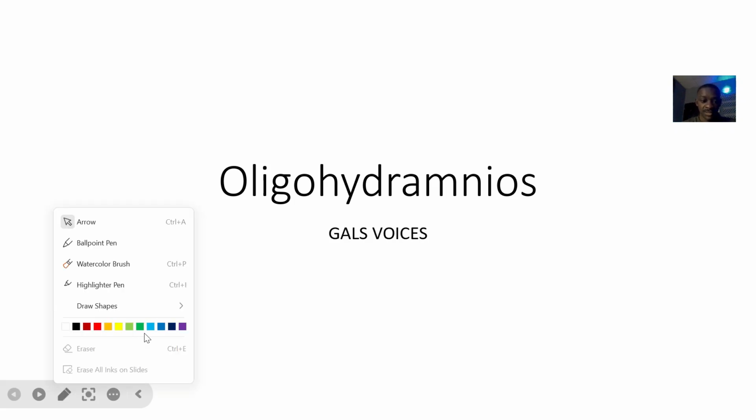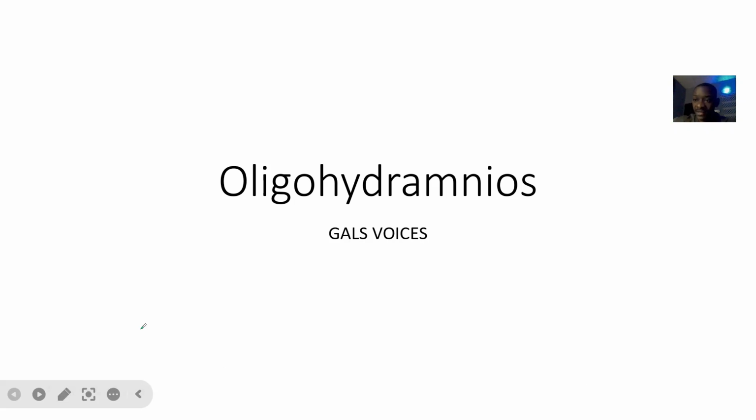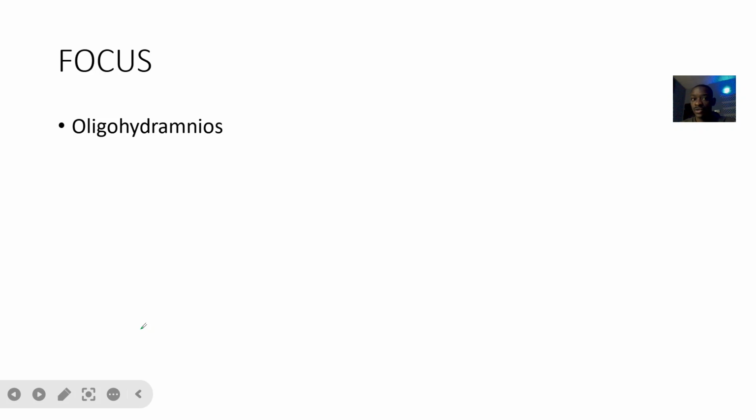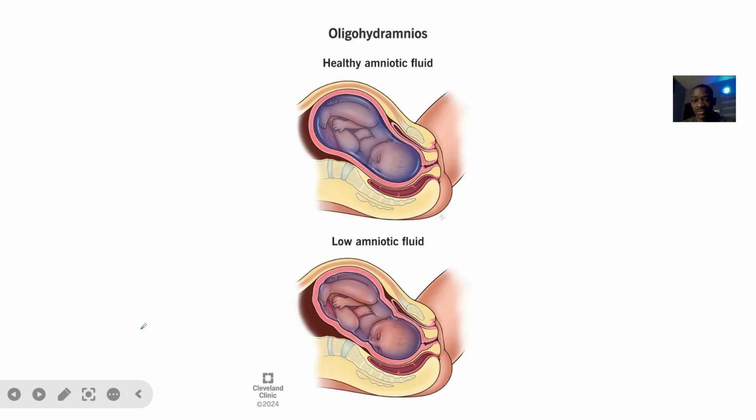So we're looking at another condition which could affect the amniotic fluid this morning. Now this is what is known as oligohydramnios. Oligohydramnios just has to do with the fluid that is around the baby. That's the amniotic fluid. So the fluid is getting small. That's what is known as oligohydramnios.